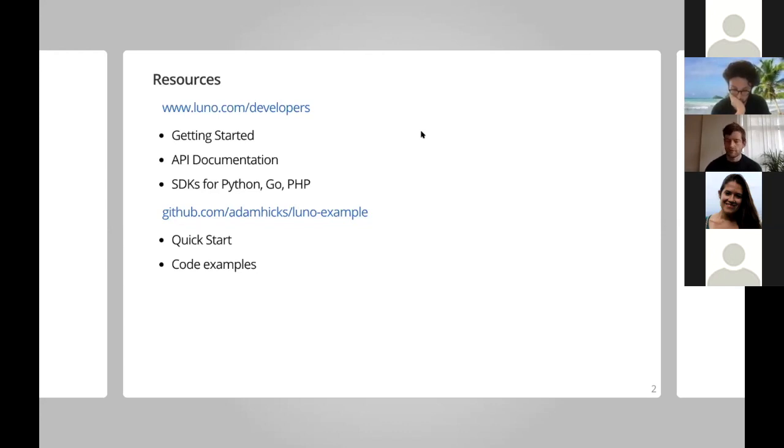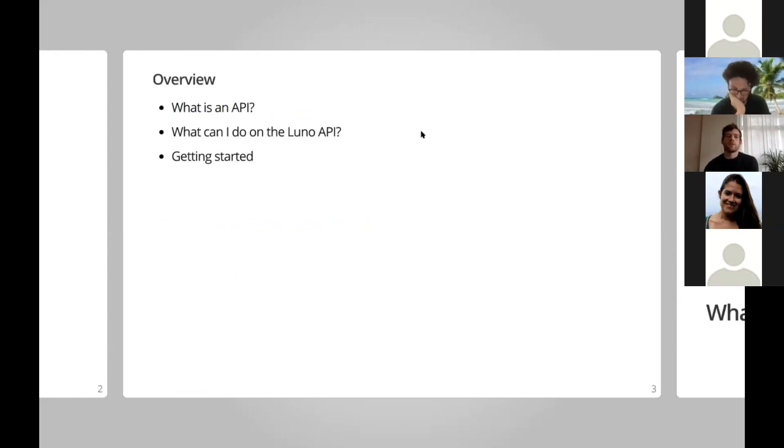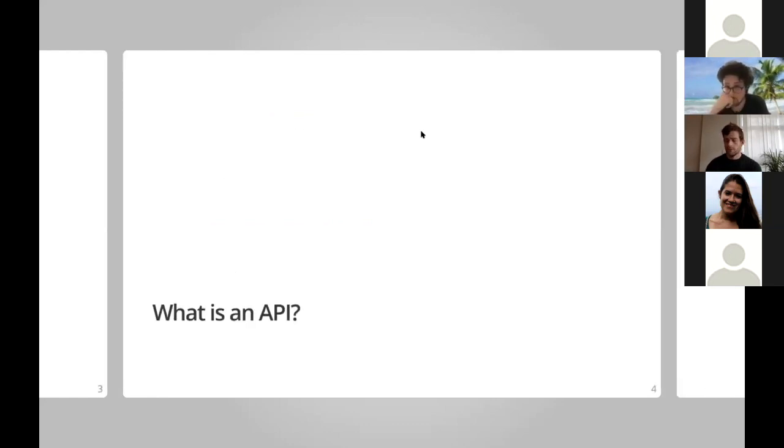So I'm starting at very top level. I'm just going to describe what is an API in case people don't know, what you can do on the Luno API, and some guides to getting started and making your first trade or placing your first order. Okay, so what is an API?